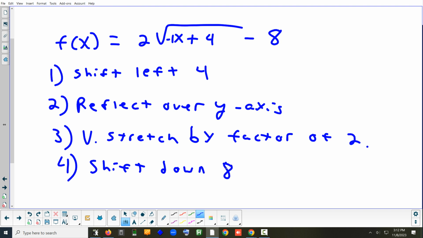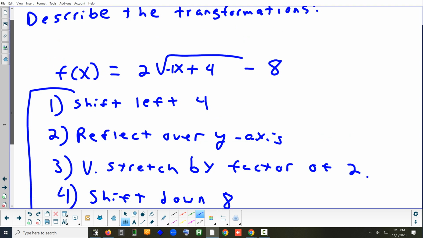So in terms of describing transformations, that's pretty much what I'm looking for. I could do it a different way. Instead of giving you the formula, I could describe all these to you, and then say, give me a formula that does that. Shifts left 4, reflects, stretches, and shifts. Any questions on that one?